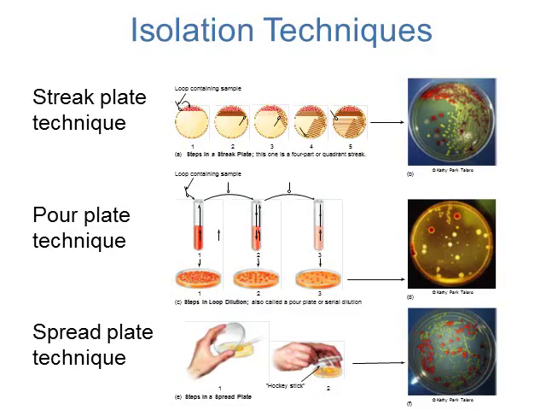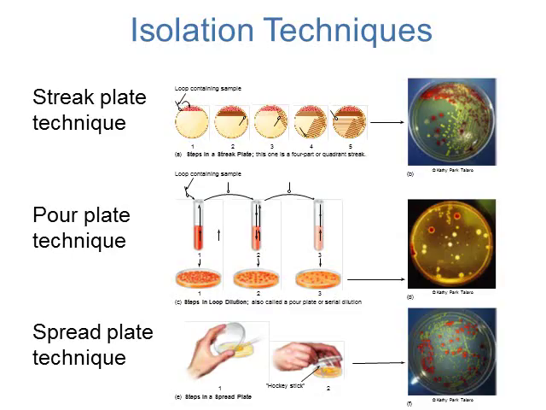A third type is called the spread plate technique. This is where you take a very tiny amount of your sample and you spread it around using a hockey stick. So you spread it around on the plate, and then hopefully it's dilute enough where you get 2 different colonies, you can tell them apart.